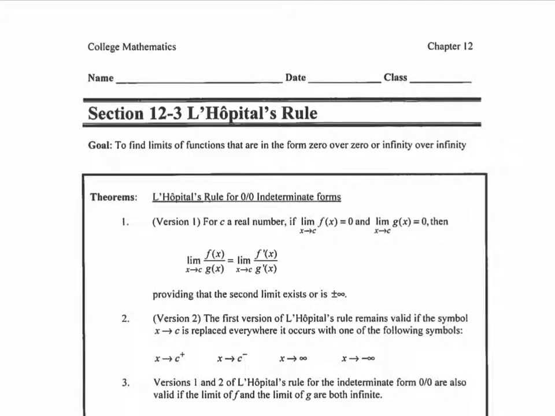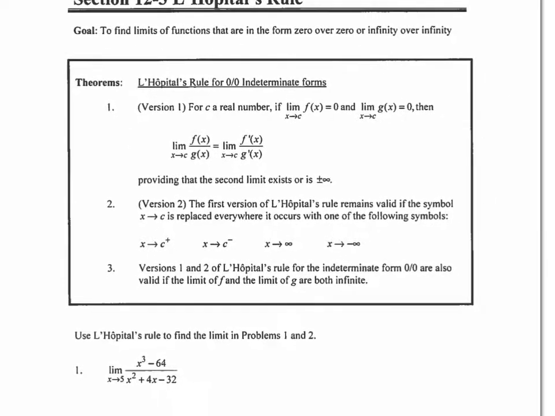Because if I get 0 over 0, that's called the indeterminate form. Or if I get infinity over infinity, that's indeterminate. It means there is something there, but I can't find it unless I use another tool. And now we're ready for L'Hopital's rule. And here's what it is.